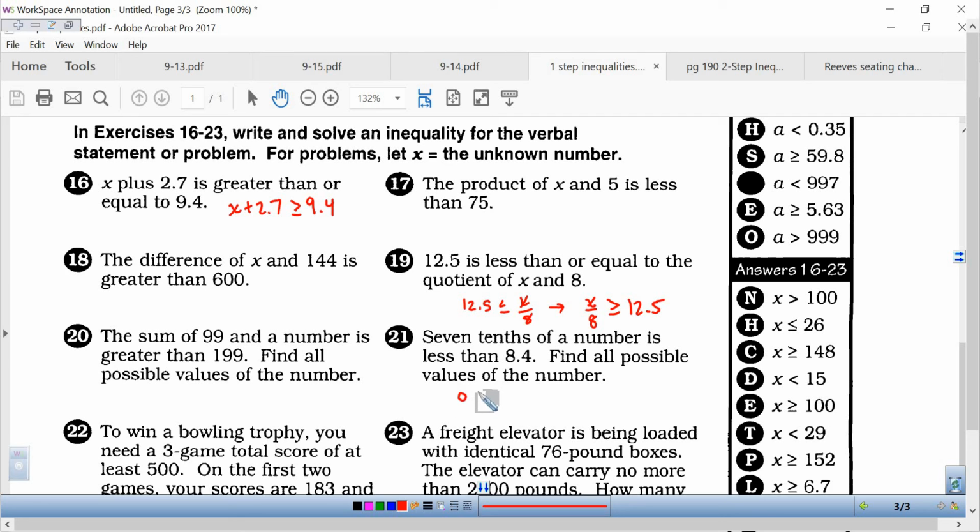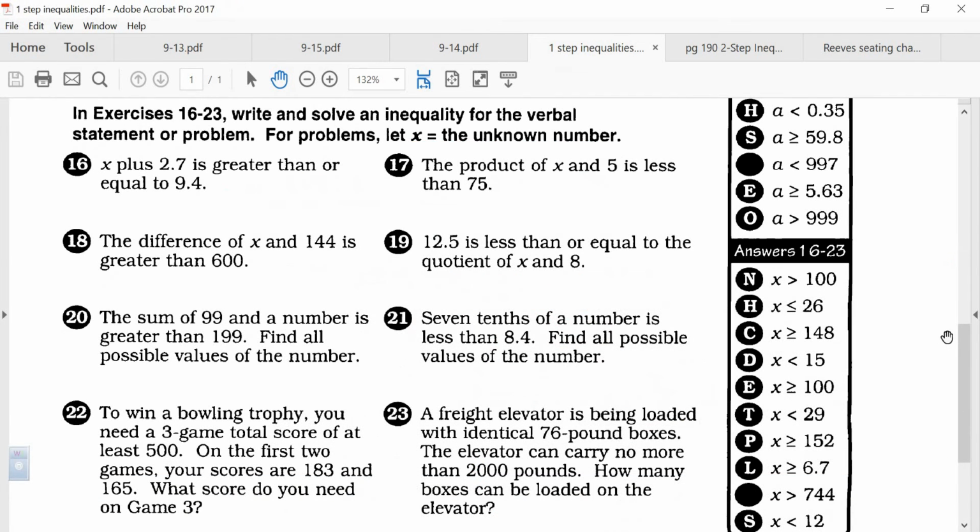7/10 of a number is less than 8.4. Oh, now it's 7/10 of a number. All right, so that tells us it's 7/10 times. Remember, we talked about this earlier this year. Of indicates multiplication. It says to let x represent the unknown number. So 7/10 times x is less than 8.4. All right, and again, to solve that, what would we do? The inverse of multiplying by 7/10 would be dividing by 7/10.